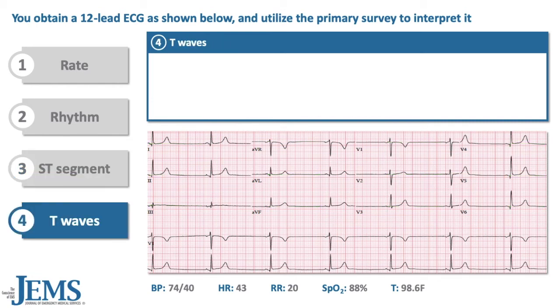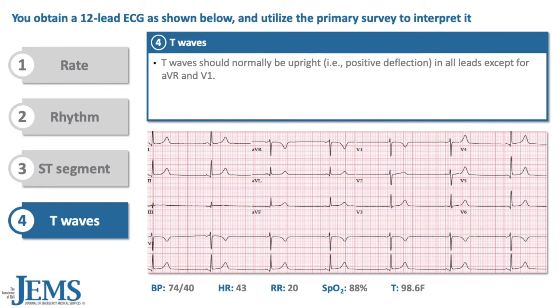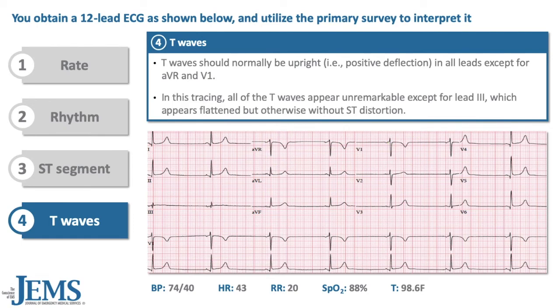Lastly, we will take a look at the T waves. When assessing T waves, it is important to understand that T waves are normally inverted in leads aVR and V1. Scanning through the rest of these leads, there doesn't seem to be any T wave inversion, though we do see some T wave flattening in lead 3. It doesn't correspond with any ST change and is otherwise unremarkable. Overall, these T waves are normal.